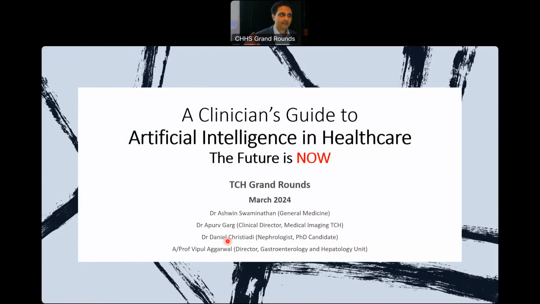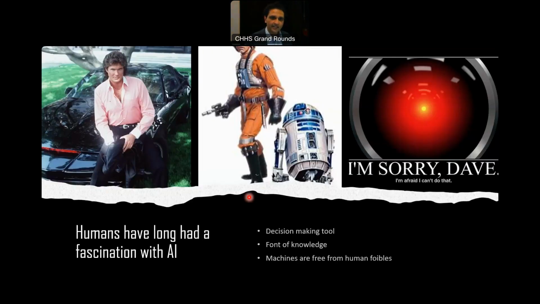So today's going to be a clinician's guide to artificial intelligence in healthcare, very much from a clinician's point of view rather than from the technologist or a computing point of view. As I said, we've had a fascination with AI for a long time, both in our literature and our movies and popular culture, because our machines are useful decision-making tools. They're a font of knowledge, and they're also free from the frailties of human existence. So they're very reliable.